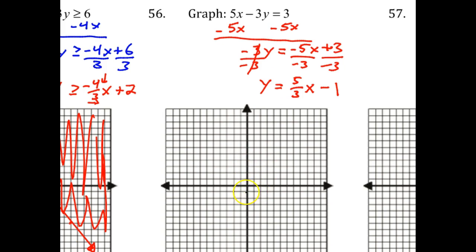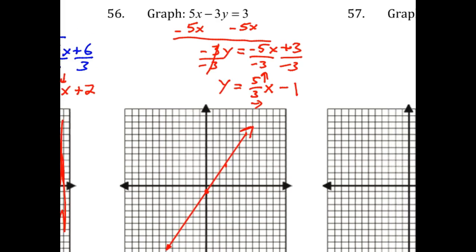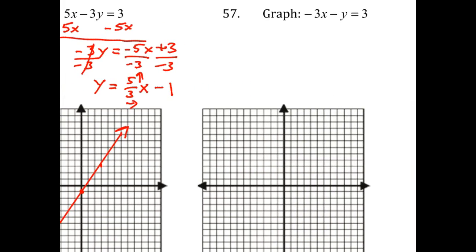Okay, so we'll start at negative 1, and we're going to go up 5 and right 3. Up 5 and right 3. Up 5, right 3. And just the equal sign, so just everything's a solid line. So only the inequalities do we do the shading. A couple more, very similar, just to get extra practice.